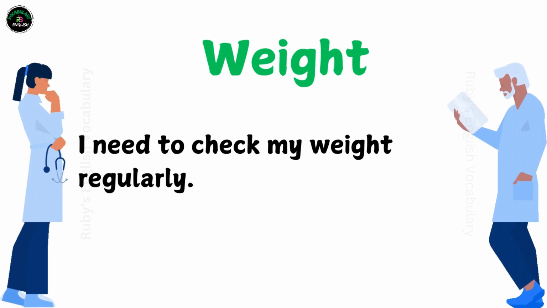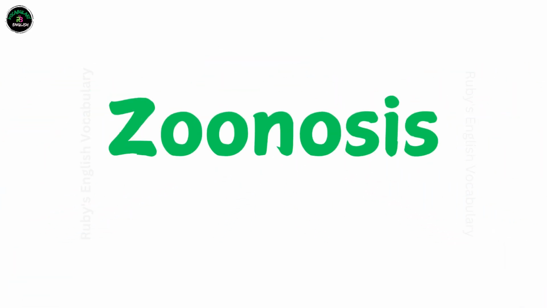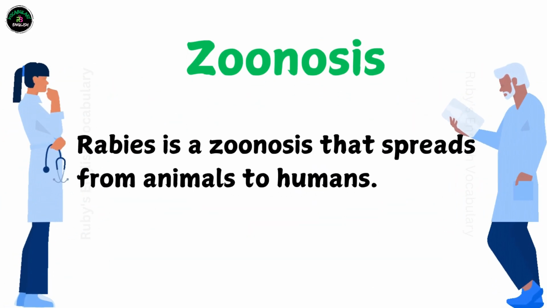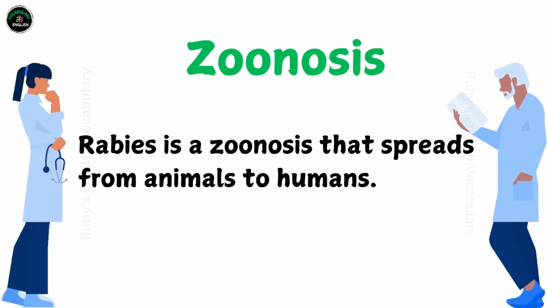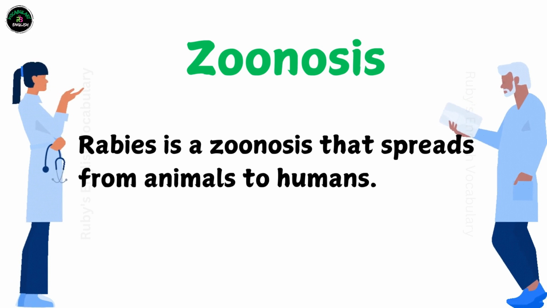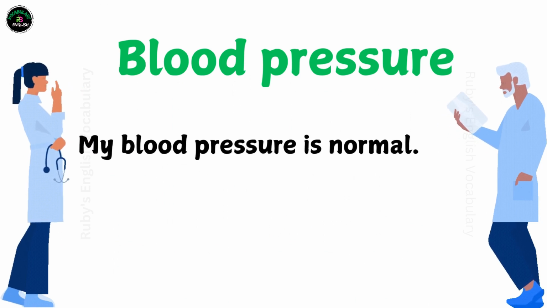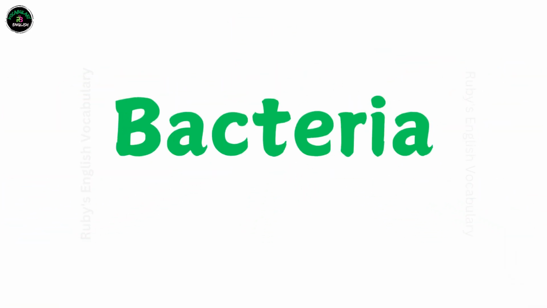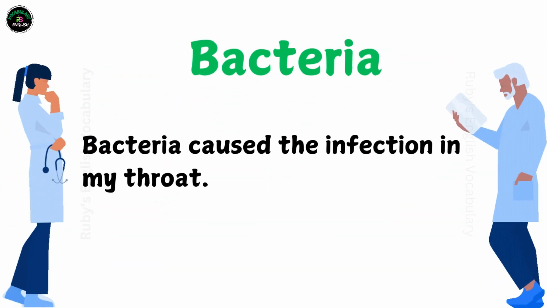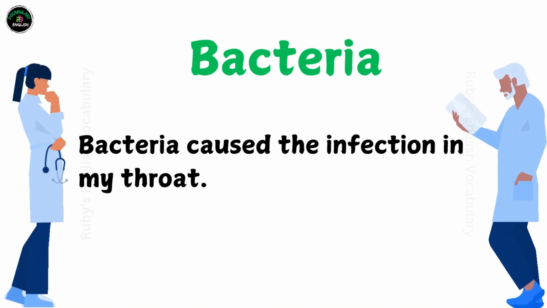Weight. I need to check my weight regularly. Zoonosis. Rabies is a zoonosis that spreads from animals to humans. Blood pressure. My blood pressure is normal. Bacteria. Bacteria caused the infection in my throat.